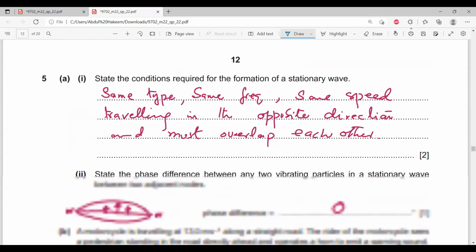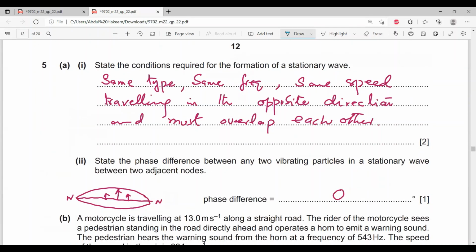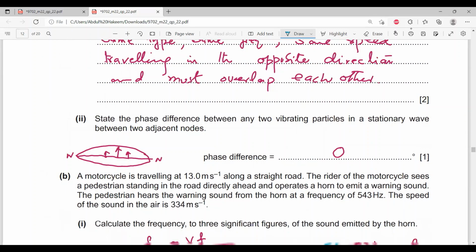Next, question number 5. State the conditions required for the formation of a stationary wave. Both waves must be of the same type, same frequency, same speed, traveling in opposite directions, and must overlap each other for the formation of the stationary wave.